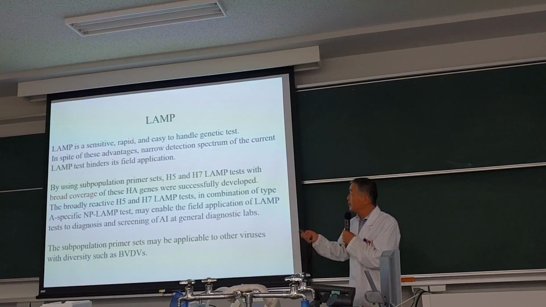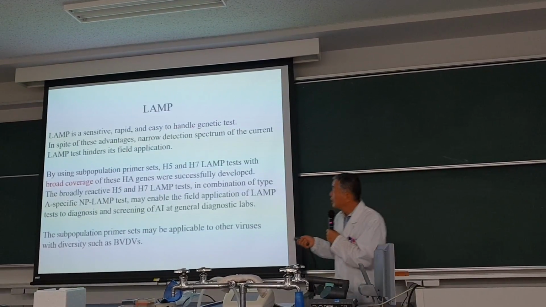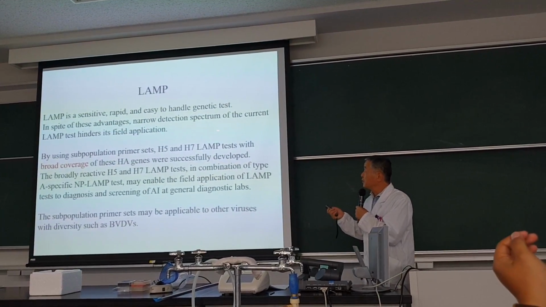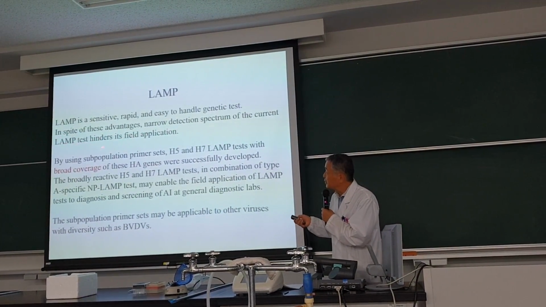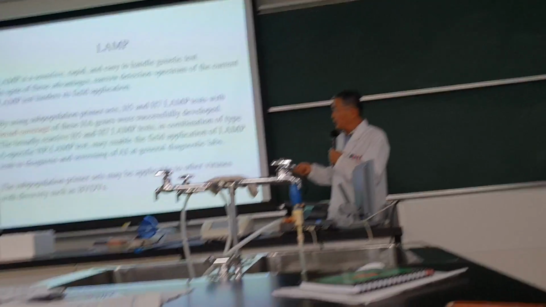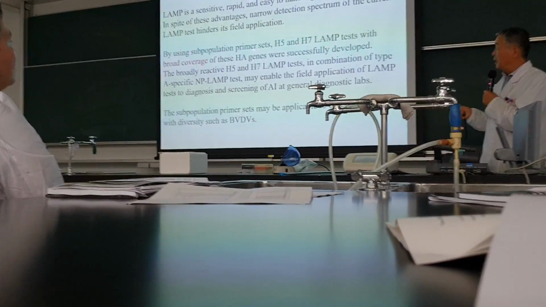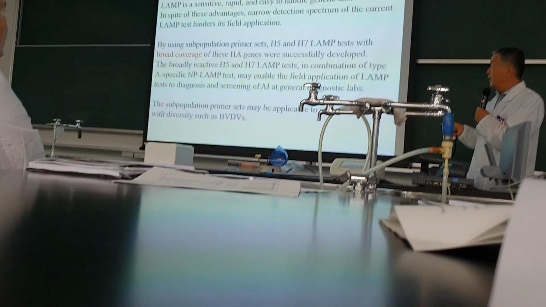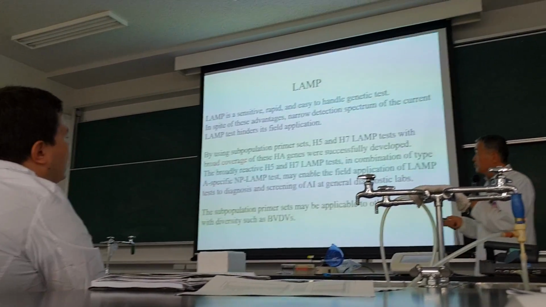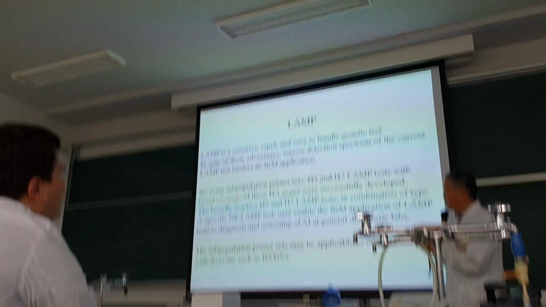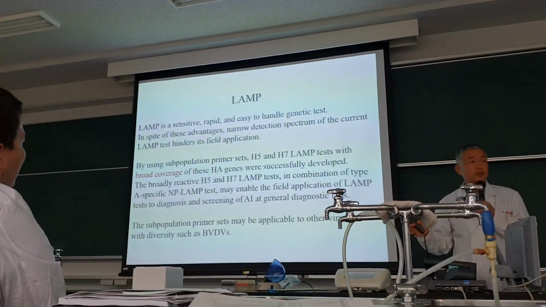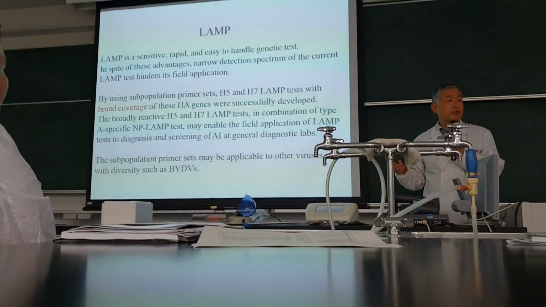LAMP is a sensitive, rapid, and easy to handle genetic test. In spite of these advantages, the narrow detection spectrum of the current LAMP test hinders its field application. So we overcome this by using primers called subpopulation primers to overcome the narrow spectrum of the LAMP test. Today's LAMP test you are going to use is broadly reactive.